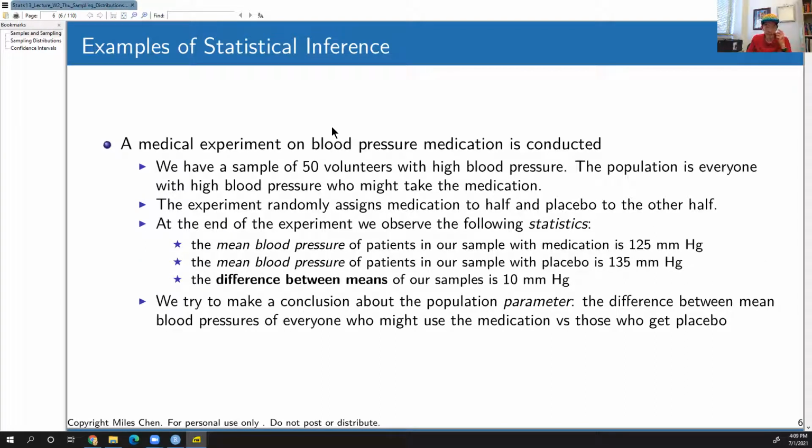Another example is maybe there's a medical experiment on blood pressure medication. Sorry, my voice is giving me all sorts of trouble today. And so we have a sample of, say, 50 volunteers with high blood pressure. Our population is going to be everybody with high blood pressure who might take some medication.